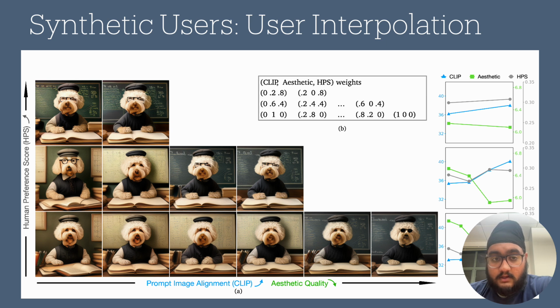Next, we study the interpolation of different users by interpolating linearly between the one-hot encoding weights. Note that these were not trained at all because we trained on each individual user independently. However, we still see a smooth interpolation between each of the reward functions, resulting in an increase in prompt alignment through CLIP and a decrease through aesthetic quality as we move to the right, and an increase in the human preference score as we move to the top.